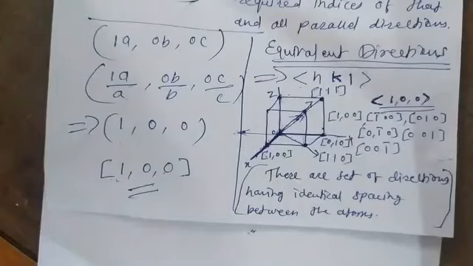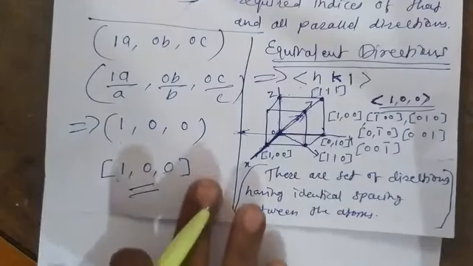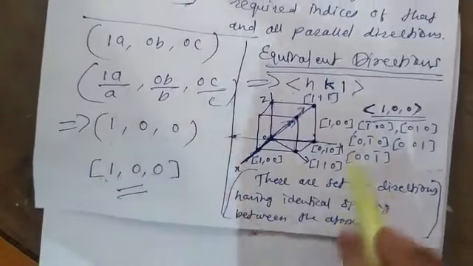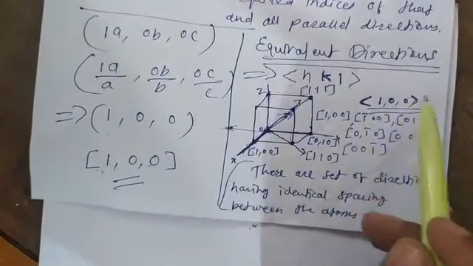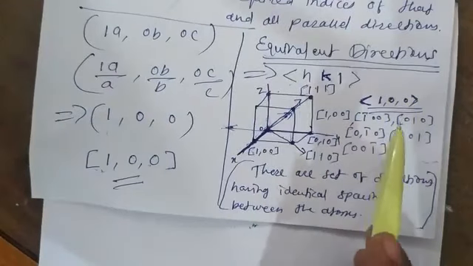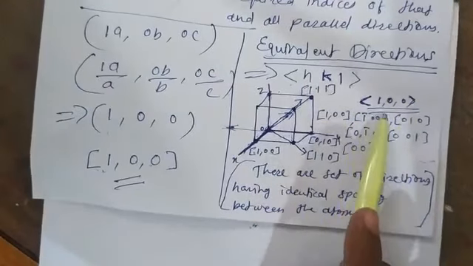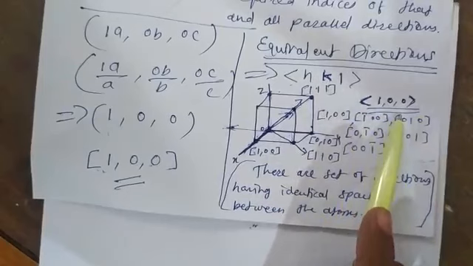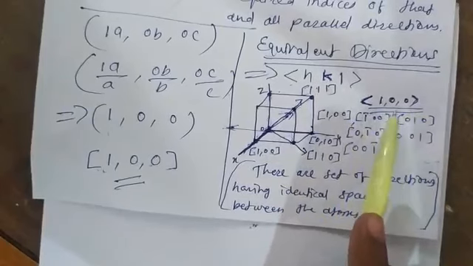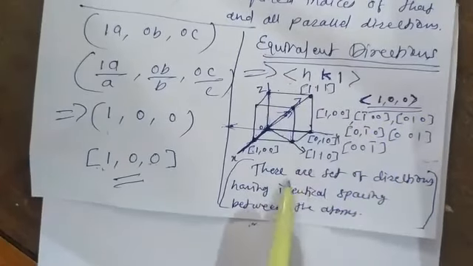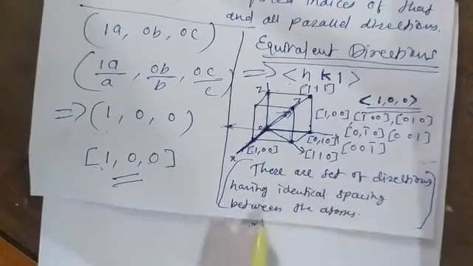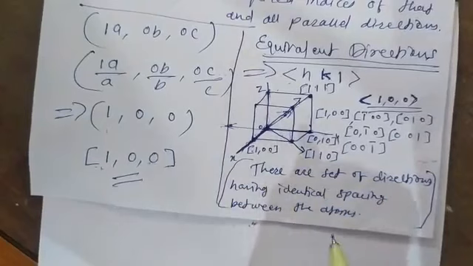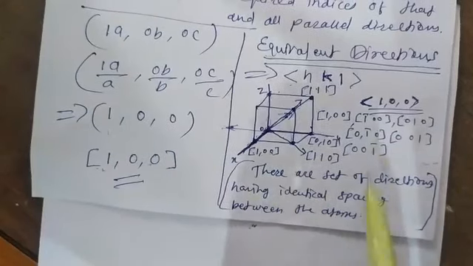Hello friends, in the last lecture we have seen indices of sites, indices of direction, and we also saw the equivalent direction. What is equivalent direction? We know that in a crystal there exist an infinite number of families of direction. Out of these, there are sets of directions having identical spacing between the atoms. Identical spacing between the atoms are called equivalent directions.